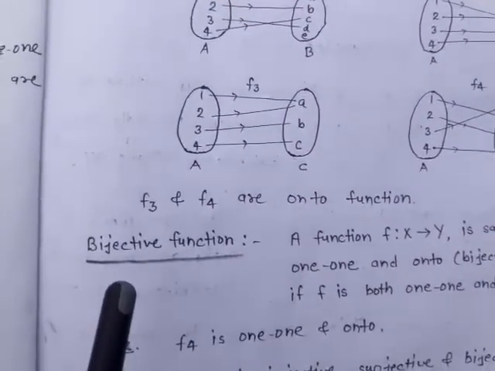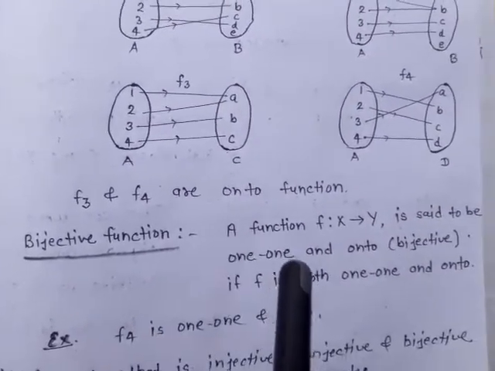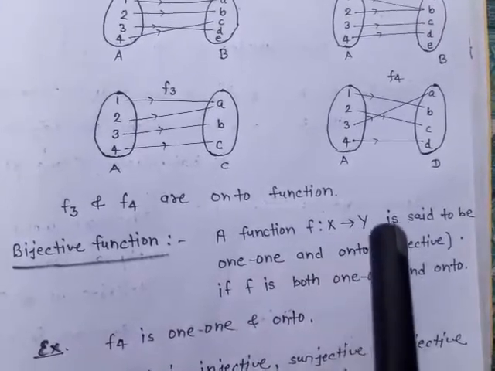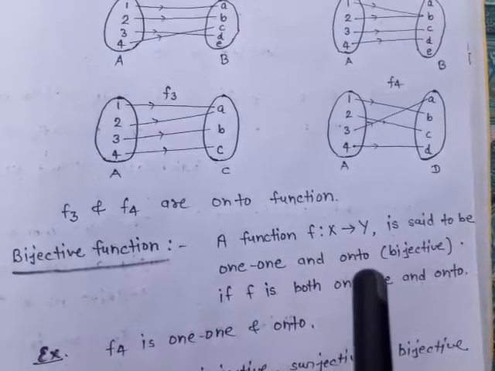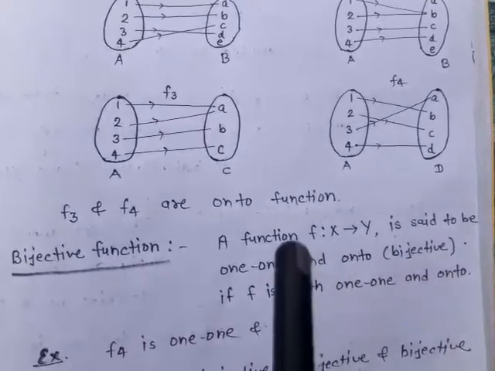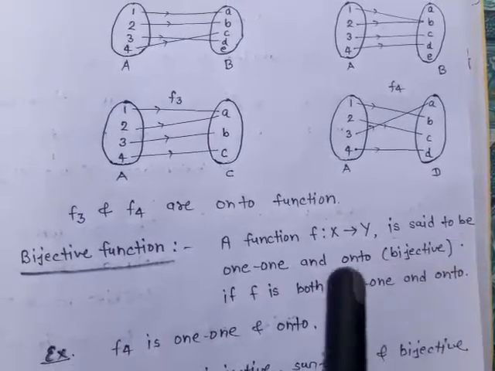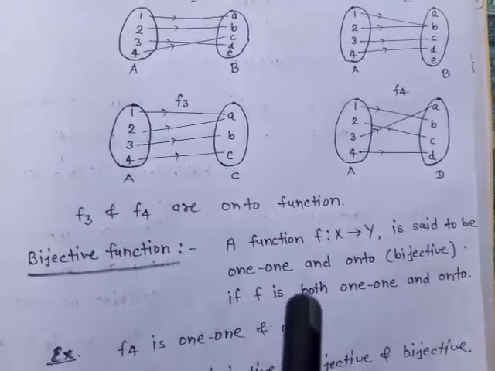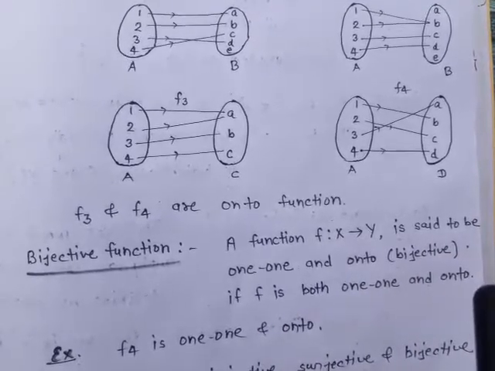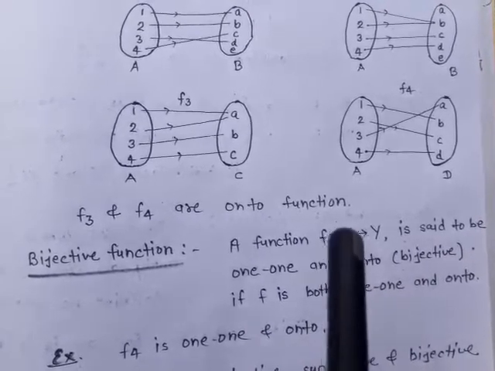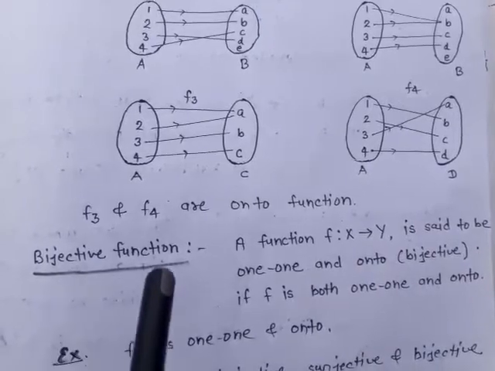Now we move to our next topic, the bijective function. A function f such that X tends to Y is said to be one-one and onto, which is also known as bijective. A function f such that X tends to Y is said to be a bijective function if f is both one-one and onto. If function f is both one-one and onto, then f is said to be a bijective function.